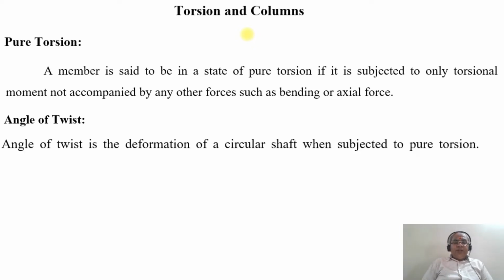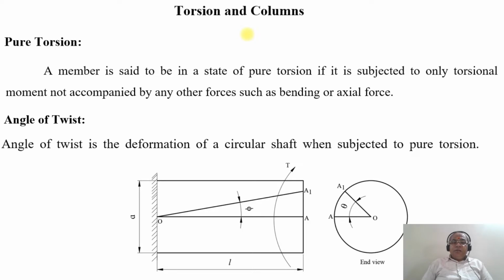So what is the angle of twist? Angle of twist is the deformation of a circular shaft when subjected to pure torsion. So that means when a shaft has one end fixed and the other end subjected to a twisting moment or torsion moment, the angle of twist, which is theta, takes place, which is the deformation of the circular shaft.